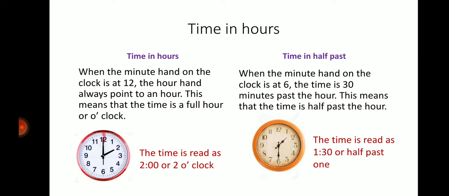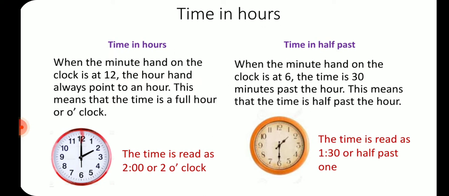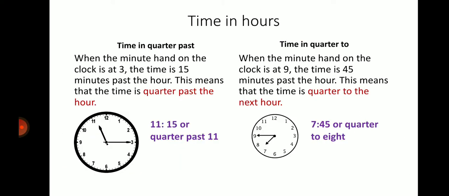Now when the minute hand is placed at 6, then the time is 30 minutes past the hour. What does this mean? Here in this picture, you see that the hour hand is between 1 and 2 and the minute hand is at 6. So the time is read as 1:30 or half past 1.